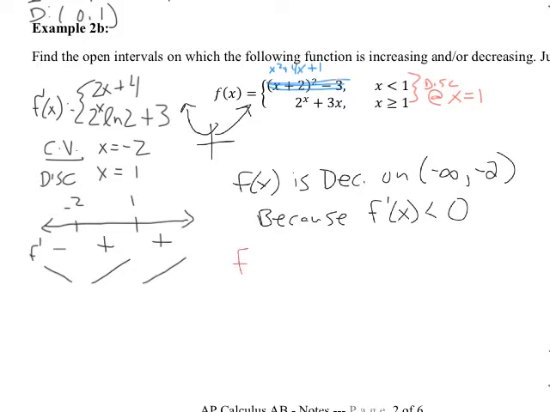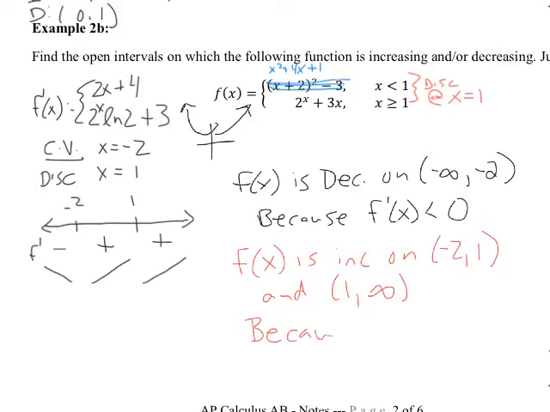And then finally, f of x is increasing on -2 to 1 and 1 to infinity because our function is positive. We want to keep these two separate because at 1 our function is jumping, so you can't say that it's increasing or decreasing.